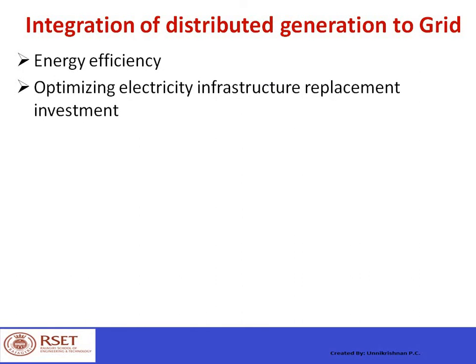Optimizing electricity infrastructure replacement investment. In the traditional system, a lot of money or a lot of investment is done by the grid to have the central infrastructure, and this infrastructure investment can be greatly reduced if individual consumers start producing their own energy.